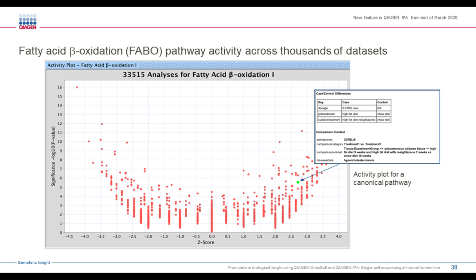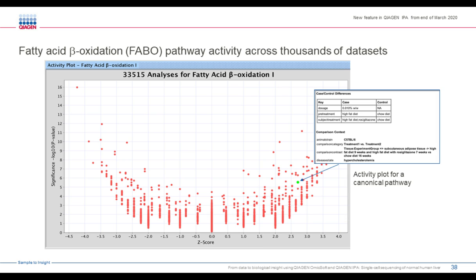So we can ask a question, using a feature that has been released in QIAGEN IPA at the end of March, of looking at particular pathways of interest that have been predicted to be activated, as I mentioned in the previous slide, and ask the question where that pathway is predicted to be activated when you bring thousands of data sets. So from the OmicSoft Land, we have gathered a set of 60,000 comparison expression and put that in our database in IPA. And now we can see where fatty acid beta oxidation is predicted to be activated. This is called an activity plot.